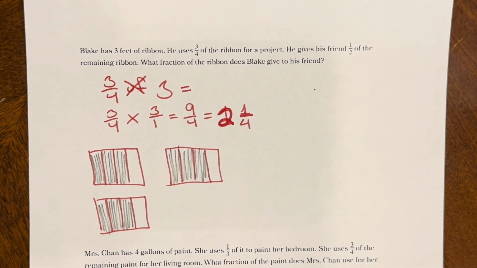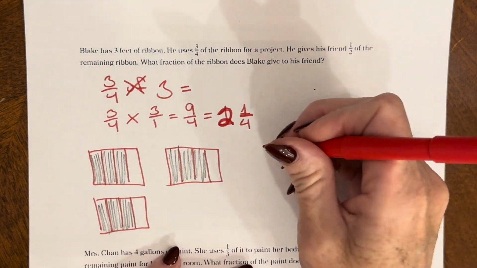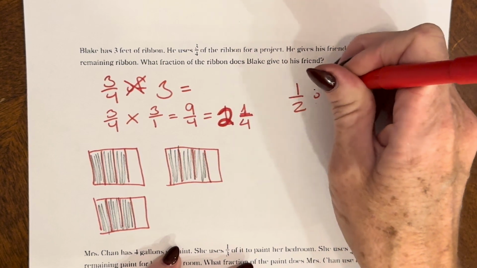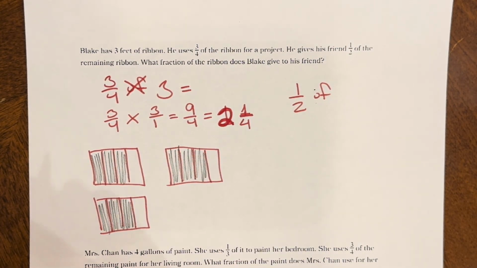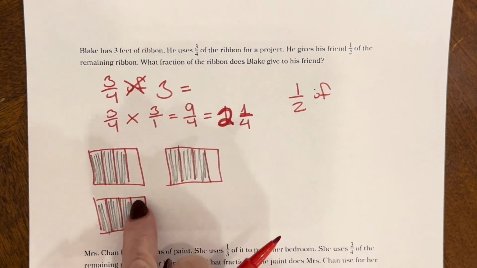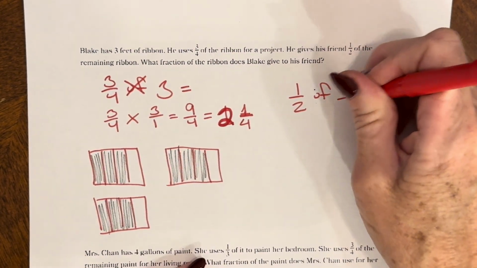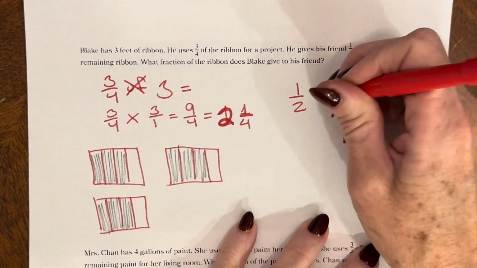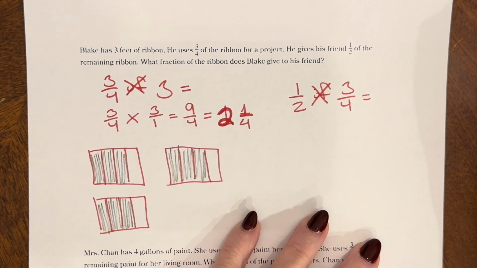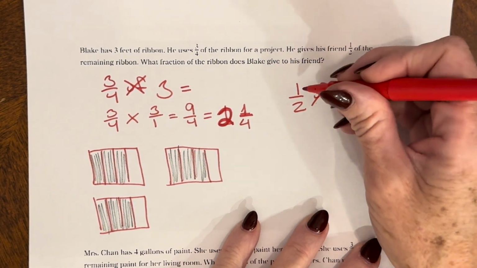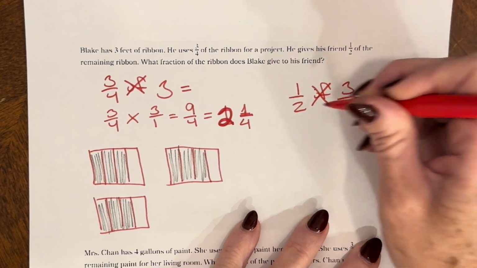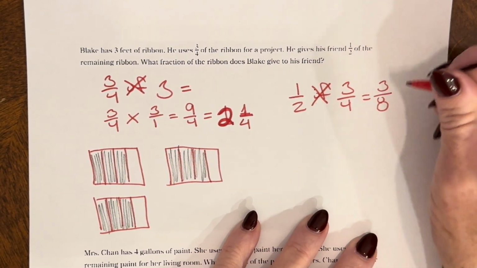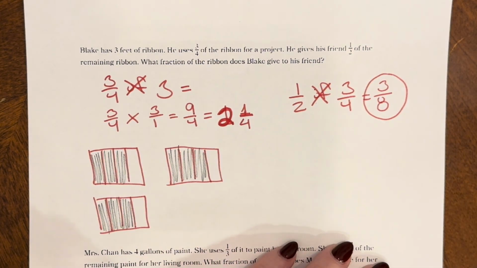Okay, so now they said, though, he gives his friend half of what's left. Well, what's left? 1/4, 2/4, 3/4. So he's going to give his friend half of the 3/4 that's left. Well, remember, of means multiplication. So I'm thinking he's going to give his friend 1 times 3 is 3, and 2 times 4 is 8. I'm thinking he's giving his friend 3/8.